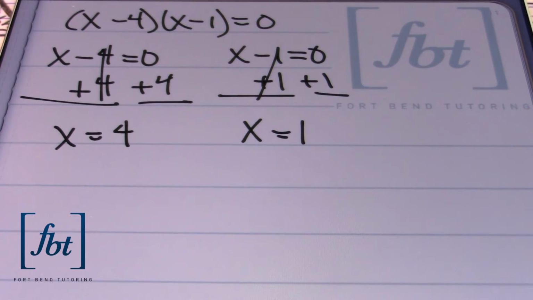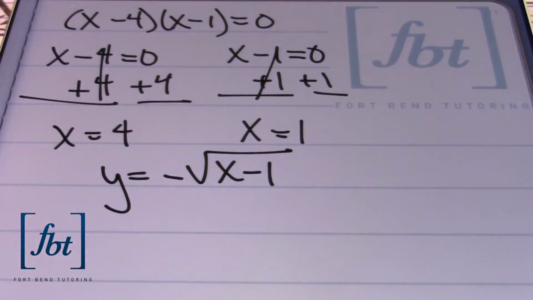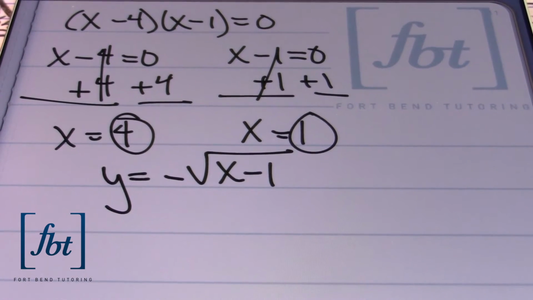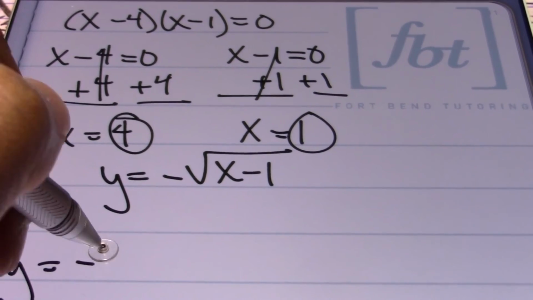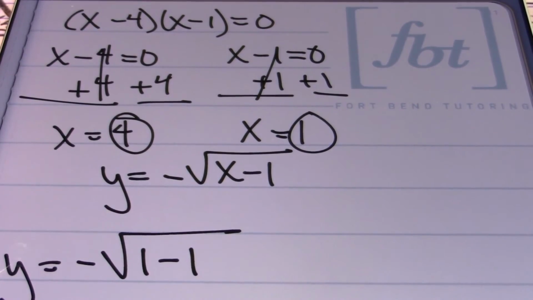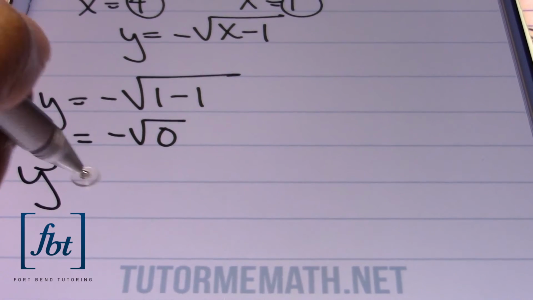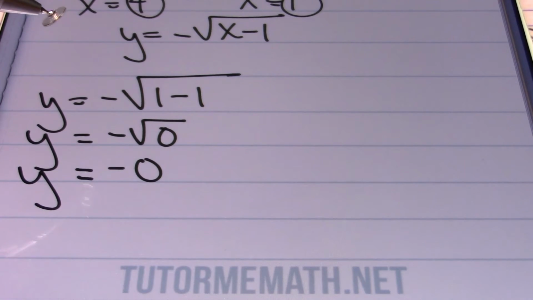And now we'll be plugging these values into our original equation where we had y solved for, and that equation is y equals negative square root of x minus 1. So let's test x equals 4 and x equals 1 to see if we can solve for our value of y. Let's start with 1. Here we'll have y equals negative square root of 1 minus 1. This gives us y equals negative square root of 0, which gives y equals negative 0, which is not a number, so we'll just keep it at 0.